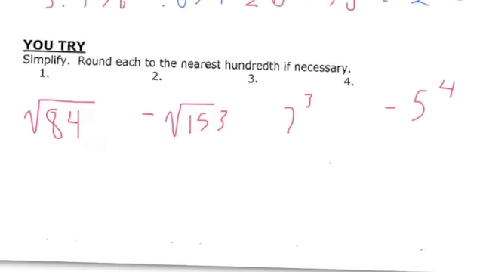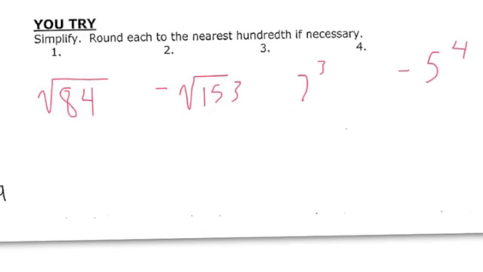Let's go down here, take a look at these guys. A little bit more challenging, I guess. Okay, let's look at square root of 84. Remember, to find your square root, you have to push in second, then your square root sign, 84, and that gives you 9.17 after you round it to the nearest hundredth.